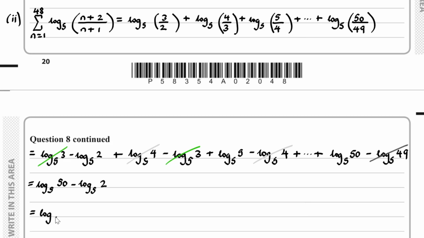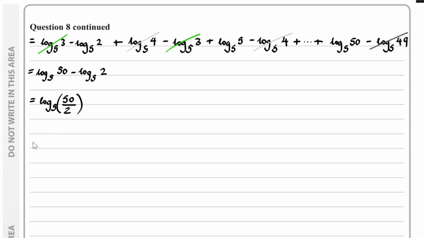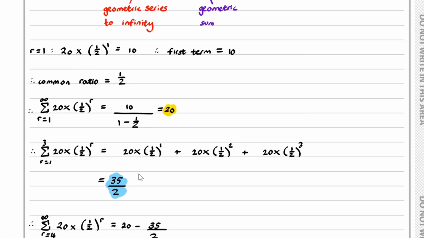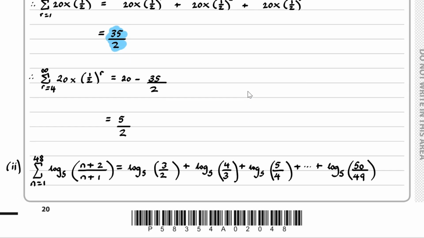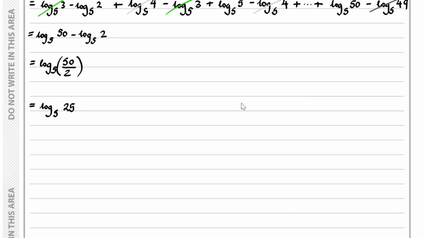So we have log base 5 of 50 over 2, and that turns out to be log base 5 of 25. Okay, now 25, that's the same as 5 squared. Now we have to pay attention to what we have over here. It's a show that question, so show all your steps. Log base 5 of 25, that's the same as log base 5 of 5 squared.